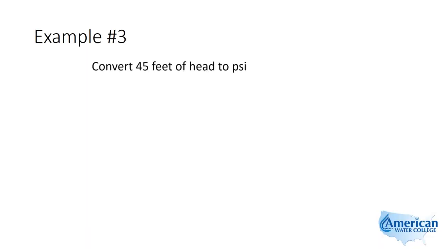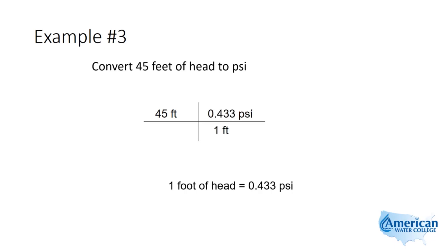Example number 3 reads, convert 45 feet of head to PSI. Well, this is just going to be a straight conversion. Our driver is 45 feet, and now we're going to use the equivalent that says 1 foot of head is 0.433 psi. So since I have feet on top, I'll put the 1 foot on the bottom and the 0.433 psi on the top. That allows my feet to cancel out, and now I just do the math. So 45 times 0.433 psi equals 19.5 pounds per square inch.